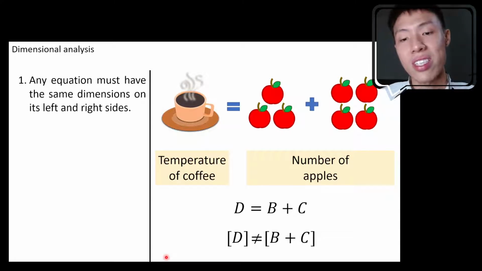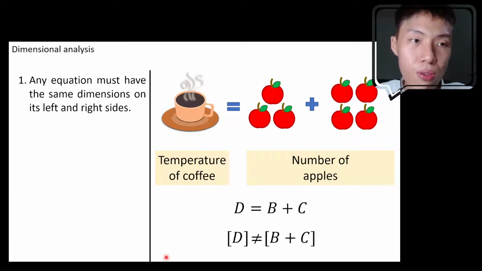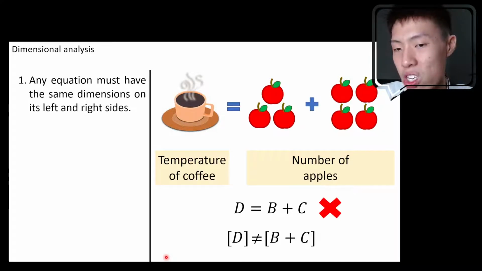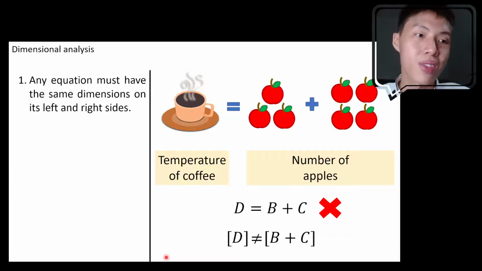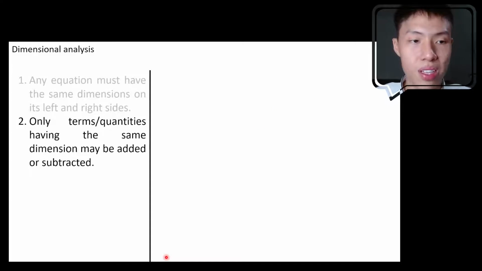They don't have the same dimension. So in this case, D equals B plus C is not a meaningful equation, or not a valid equation. So that's the idea behind the first rule. Very simple, right? Let's go to the next one.